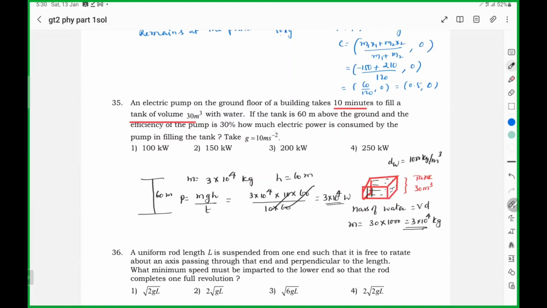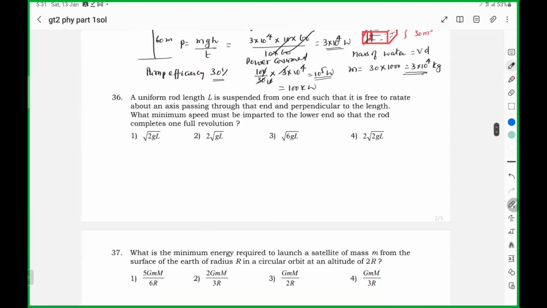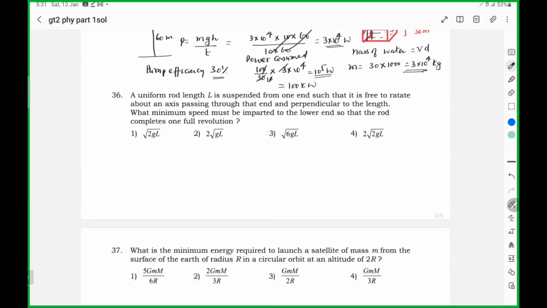This is if the pump efficiency is 100%, but the pump efficiency is 30%, so more electrical power will be consumed because of the lower efficiency. So that is the power which is consumed: 10 power 5 watts, which is 100 kilowatt.